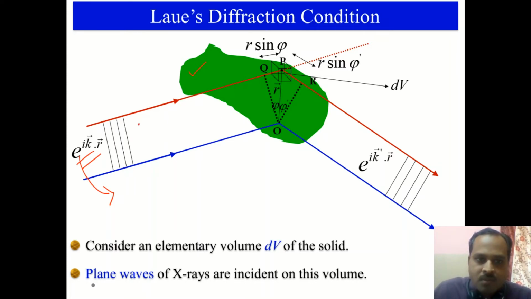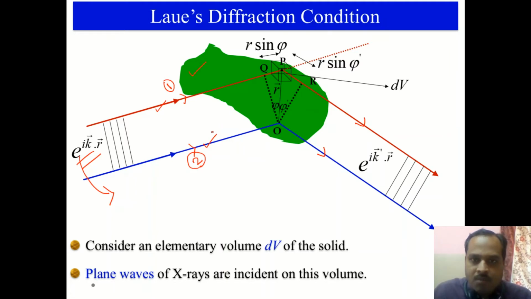So what happens? Suppose this ray 1, represented using this brown color, is incident, and this is the corresponding scattered X-ray. Similarly, this ray 2, which is with respect to this origin, is incident at this point O and is scattered at this point. Now our aim is to obtain the total phase difference between this ray and this ray. So how do we obtain that?